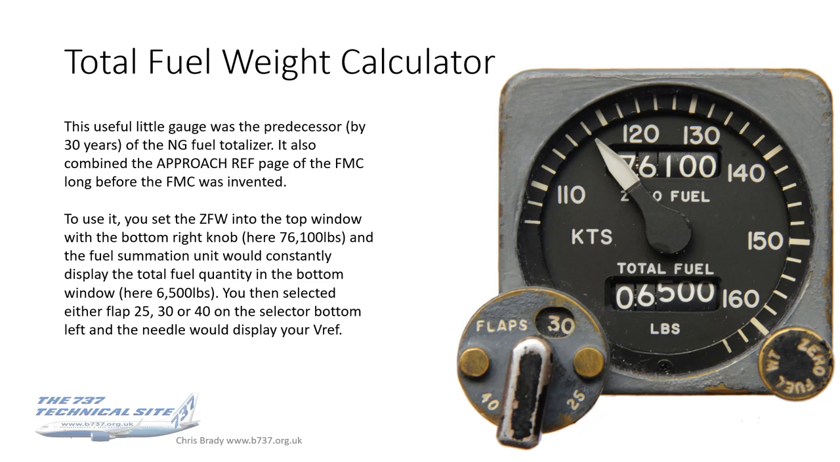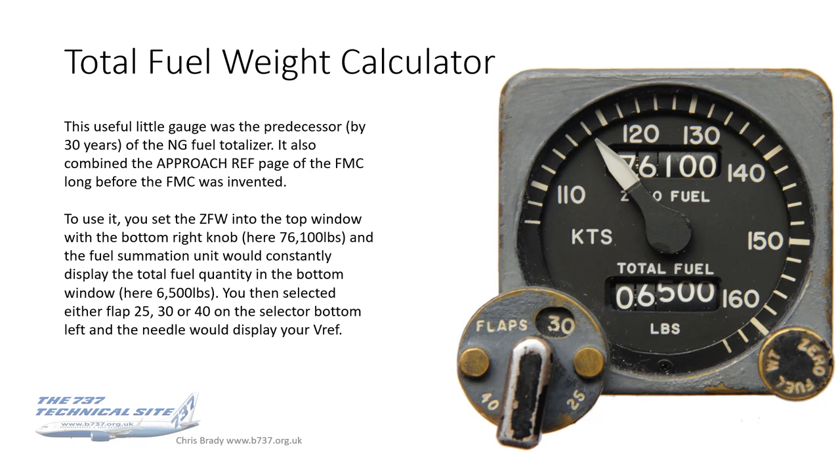Again, this preceded FMCs and the fuel total reading by about 30 years. So what you do with this is you use the knob at the bottom right to set your zero fuel weight in the top window. The aircraft would fill in the total fuel for you, which here is 6,500 pounds. You then, with the selector on the bottom left, select what flap you want to land with, and the needle will give you your VREF. So there you've got flap 30 selected, and your VREF will be 118 knots. Fantastic! As I say, who needs an FMC when you've got this kind of instrumentation?